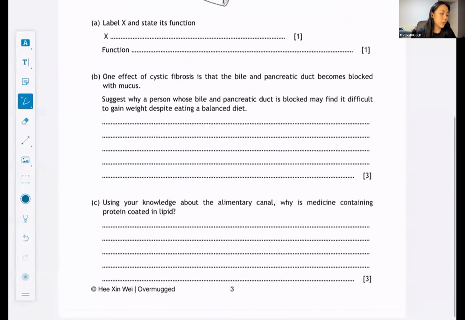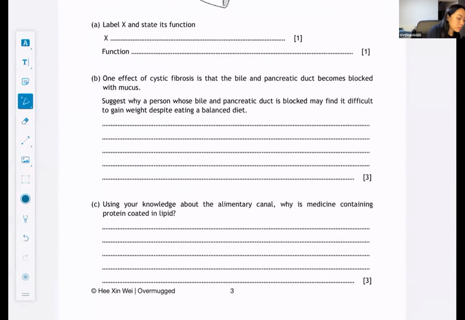Okay, this question B, it asks, if the bile and pancreatic duct is blocked, the person finds it difficult to gain weight. So what it affects here is that, of course, you have to talk about what exactly is the function of the bile duct and pancreatic duct. You want to cover both because it asks for both. And when there is this kind of two-part question, they allocate marks to both sides. So maximum 2 marks for bile and maximum 2 marks for the pancreatic duct.